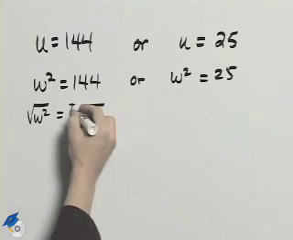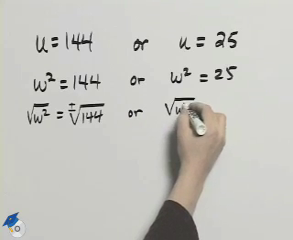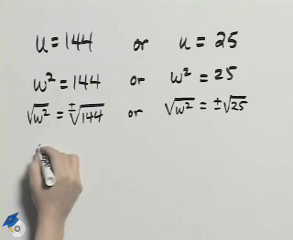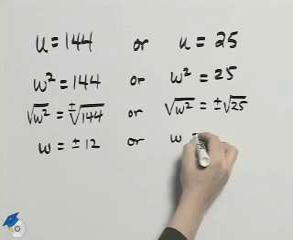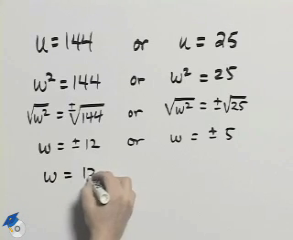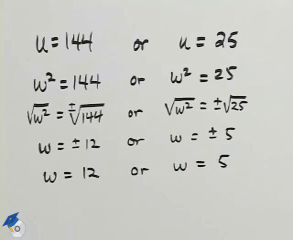Remember that when we do that, we need to write the plus or minus version of the root. And I'll do the same thing over here. Take the square root of both sides. So we'll have W is equal to plus or minus 12, or W is equal to plus or minus 5. That means that W is equal to 12 or negative 12, and W is equal to 5 or negative 5. However, remember that W represents a width, which is a measurement. So in this case, we have W is equal to just 12, or W is equal to just 5.